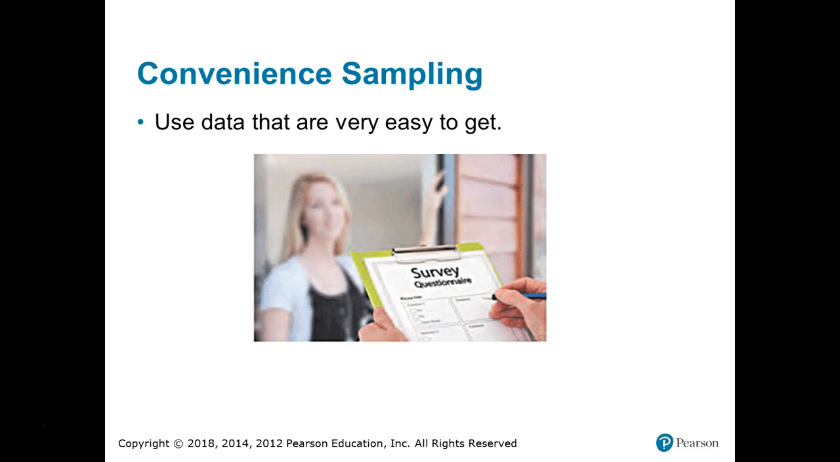Convenience sampling is using data that are very easy to get. So maybe I'm posting survey questions on my Facebook page using SurveyMonkey or something. It's convenient because I don't have to really go out of my element to get them. People are reporting their information to me. It's convenient. It's easy to get to. Clearly, this is opening the door for many forms of bias.